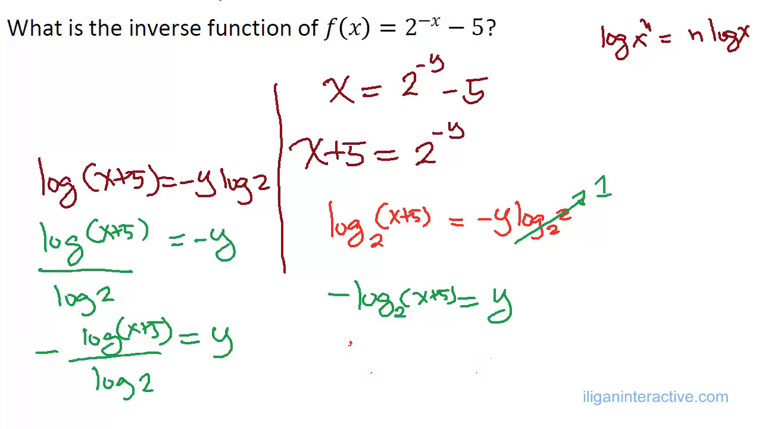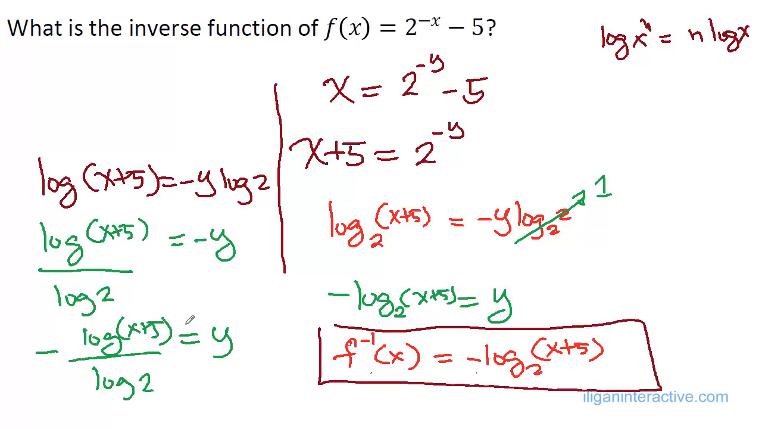So the inverse, let me write, f inverse of x will just be equal to negative log of x plus 5 base 2. That will be my answer. Okay, and this one is still good. I mean, we can also have this, but this one is a more compact way of writing.